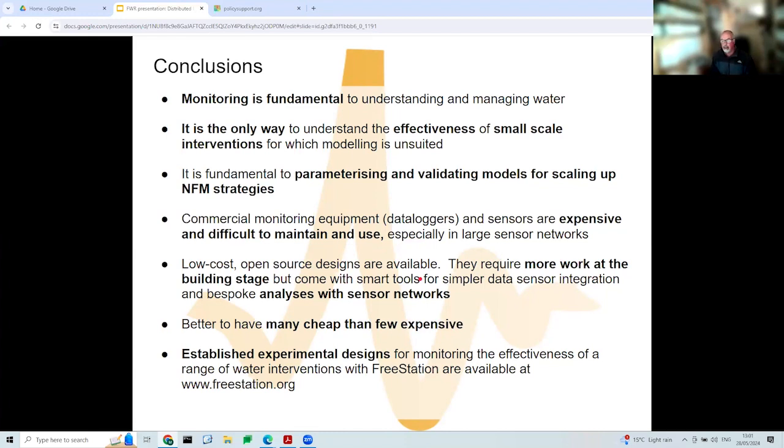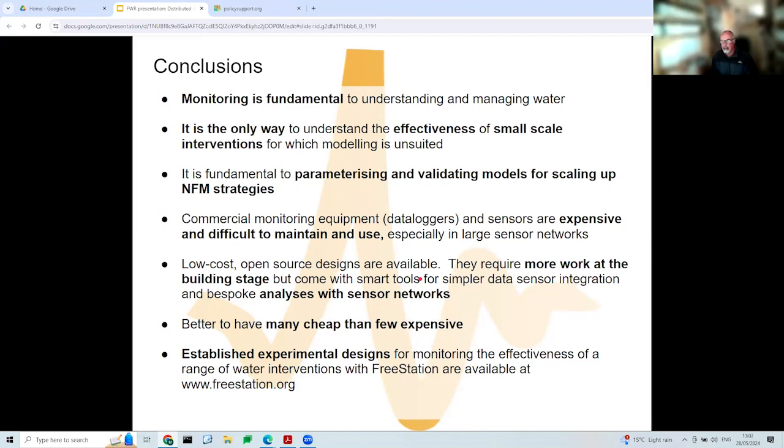It's the only way to understand the effectiveness of small-scale interventions for which modeling is just unsuited. It's fundamental to parameterizing and validating models for scaling up those interventions, at the scales that models are more useful. Commercial monitoring equipment, especially data loggers and sensors, are expensive and difficult to maintain and use, especially in large sensor networks, because they're built by different companies, they're not well integrated and so on.